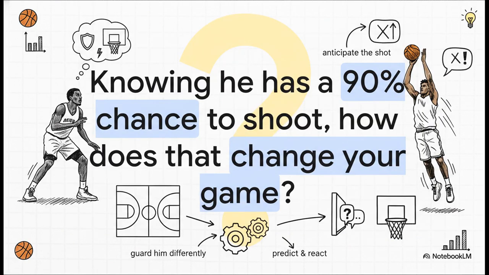And that leads us to the final thought. Armed with that knowledge, that data you collected just by watching, how does that change how you play defense? Do you guard him a little differently? Do you anticipate the shot instead of a pass? That right there is the entire power of experimental probability. It's using what has happened to predict and then react to what will probably happen next.